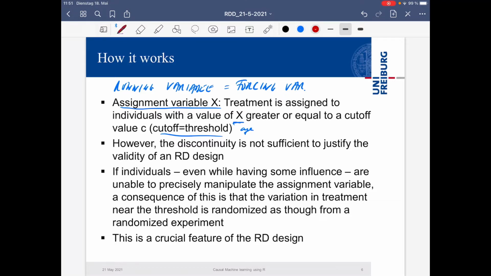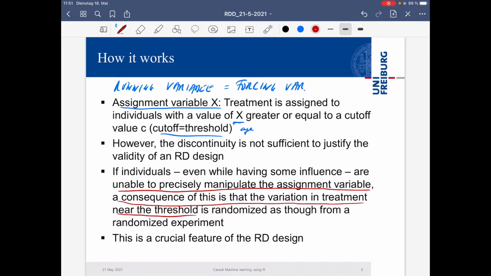But the jump is not a sufficient precondition, it's kind of a first order condition, and you need the second order condition, and more precisely, you're not allowed to be able to manipulate the assignment variable. And if you're not able to do that, then there is some variation for people near the threshold if they get the treatment or not.